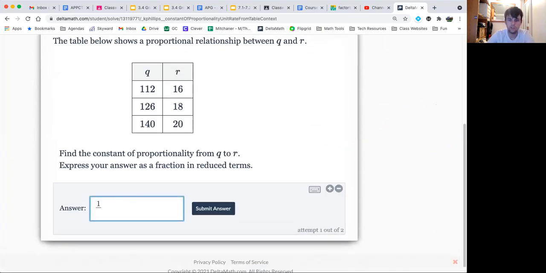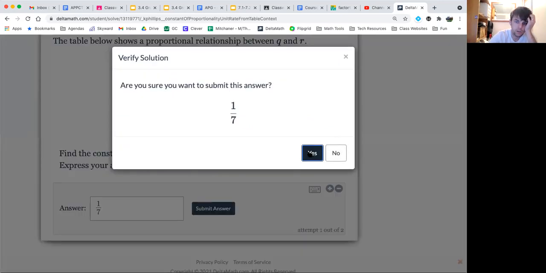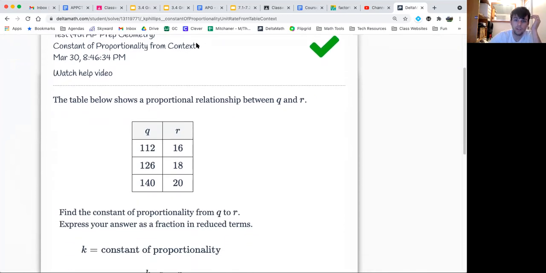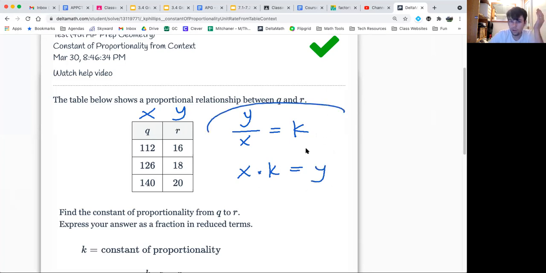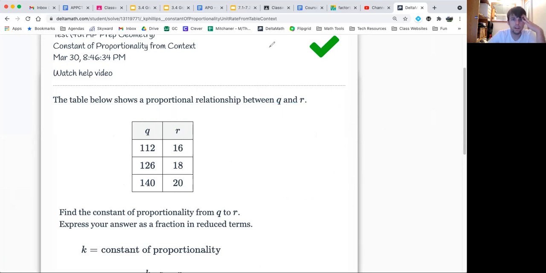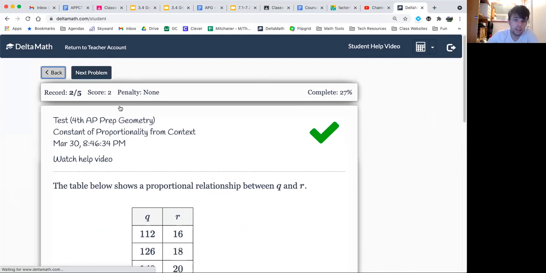So 1/7. In general with these problems, the thing to keep in mind is your x variable and y variable, independent and dependent. So this is x, y. It's always that y divided by x is equal to your constant of proportionality, or x times the constant of proportionality equals y. So those are the ways we're going to be thinking about it. Whichever one is the x, the independent, is the one in the first column, and whichever one is the y is in the dependent column.